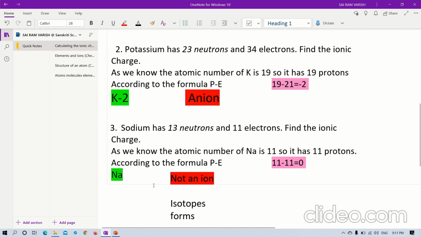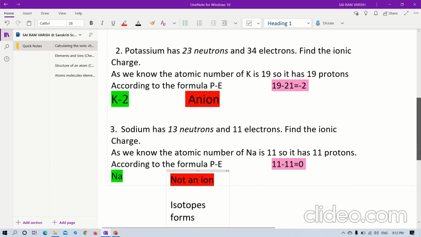We know that the atomic number of sodium is 11. So according to the periodic table, the atomic number is 11, so it will have 11 protons. And now we got the protons. Let's follow the formula. 11 minus 11, 0. Now, we didn't get any charge over here. So it would remain as Na. And when we get this particular number, we see that it is not an ion. It's neither a cation nor an anion.